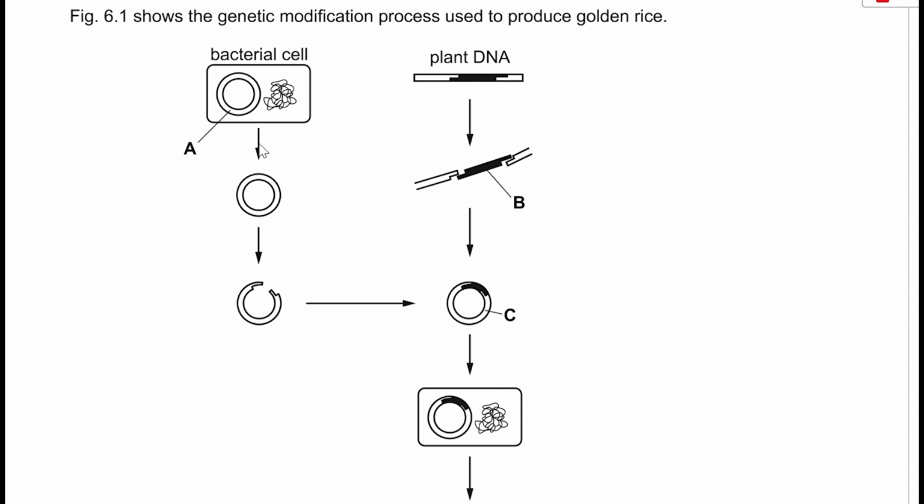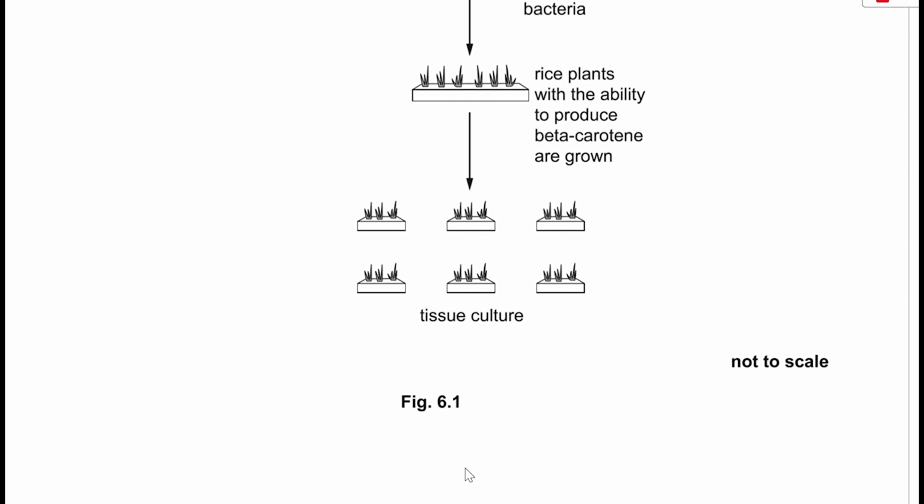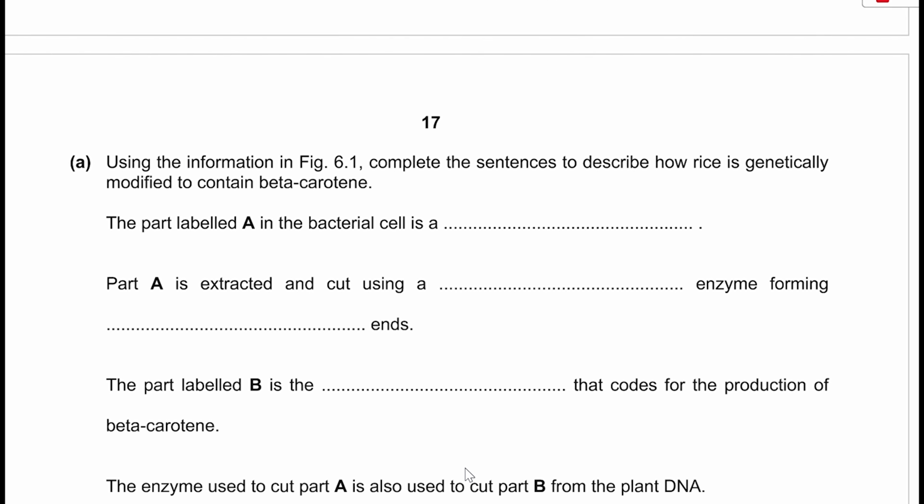We can see here we have a bacterial cell, and then we have a plant DNA. We have part of the plant DNA and part of the plant gene. Then they were joined together to form this C over here. C was then brought back into the bacteria and then grown, and then we had a lot of golden rice together. Okay. Then the question goes on.